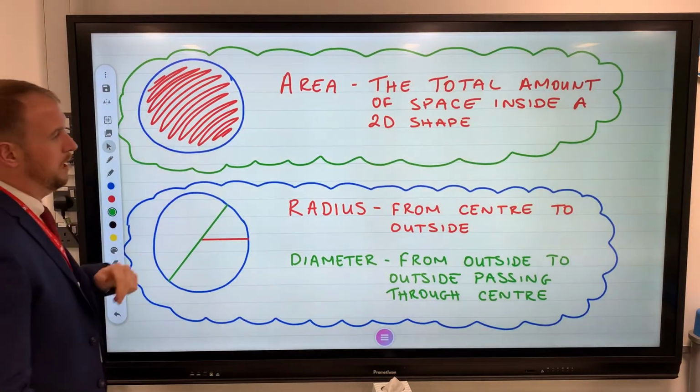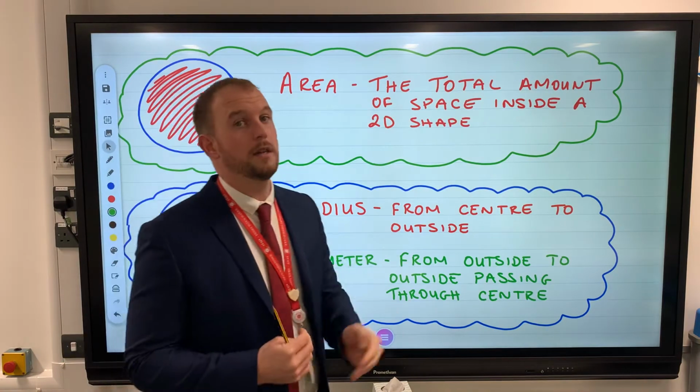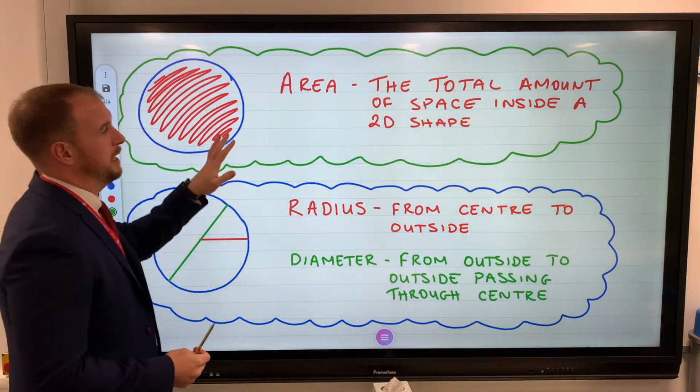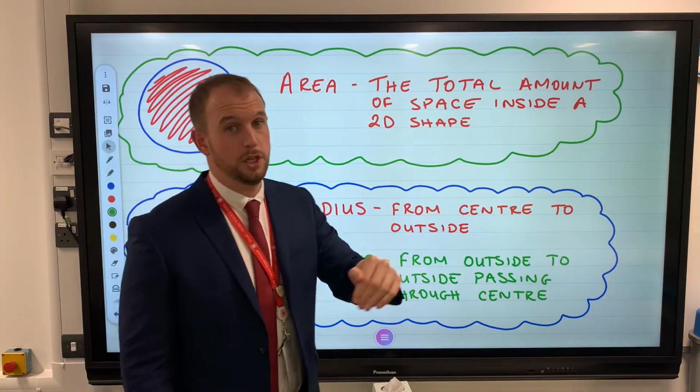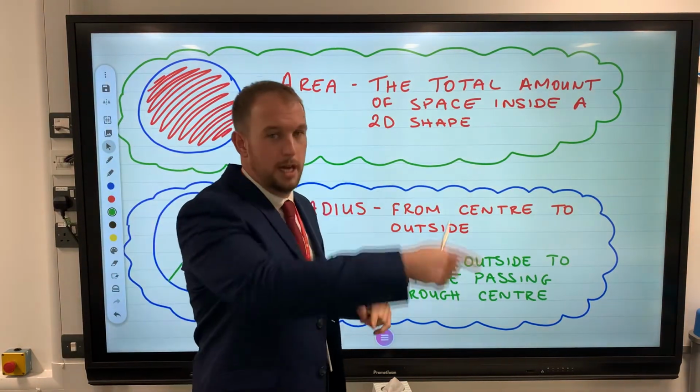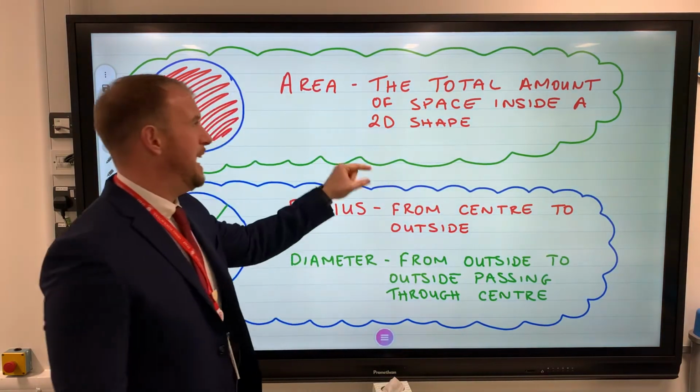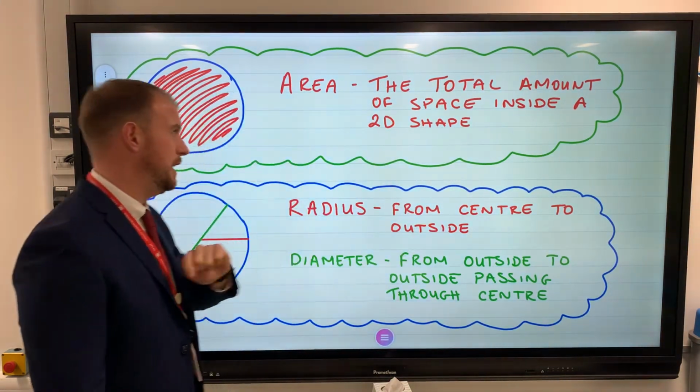Here are our keynotes before we start working out the area, okay? So the area is the total space inside a 2D shape. Okay, we know perimeter is around the outside, with circles we call it the circumference, whereas area is the total space inside a 2D shape.